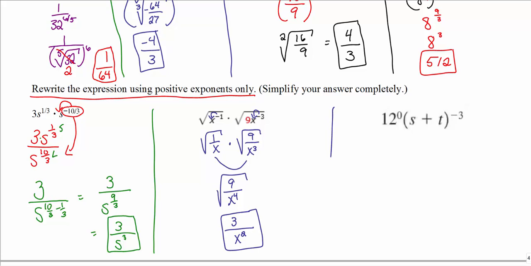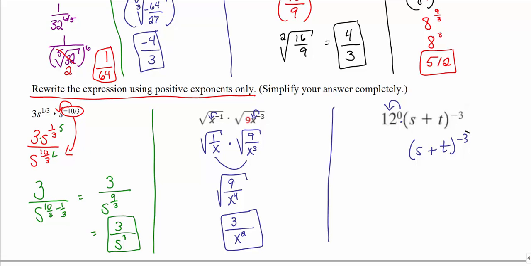The last one is a little easier than it looks. We have a couple of things going on. First of all, we have 12 to the 0 power. Remember, the exponent only applies to what's directly in front of it. So 12 to the 0 power, well, we know that any base raised to the 0 power is 1. All right, so this is what we have now, which really just leaves us with 1 times something, and 1 times something is always the other something. So I'm going to go ahead and get rid of the 1.